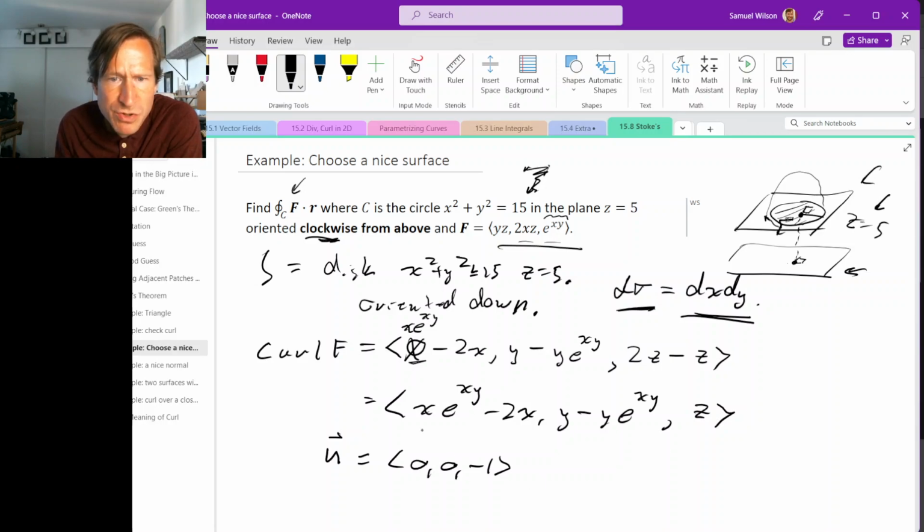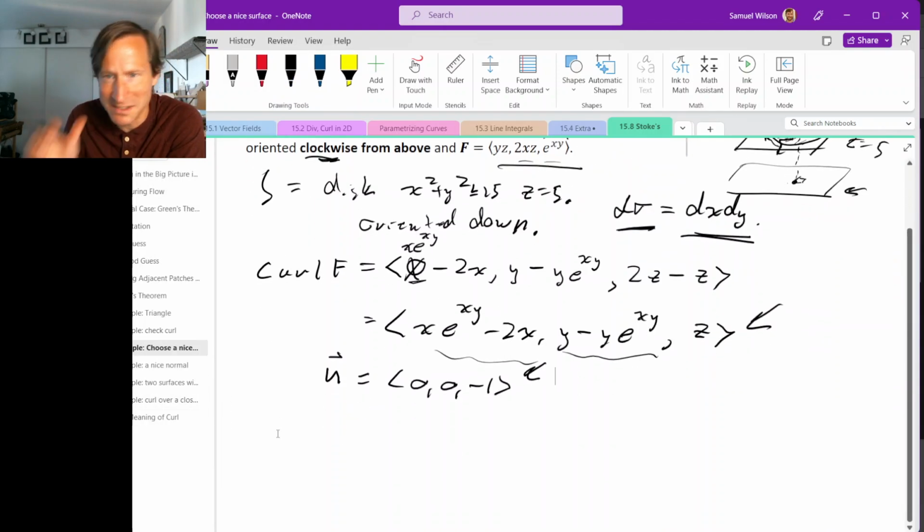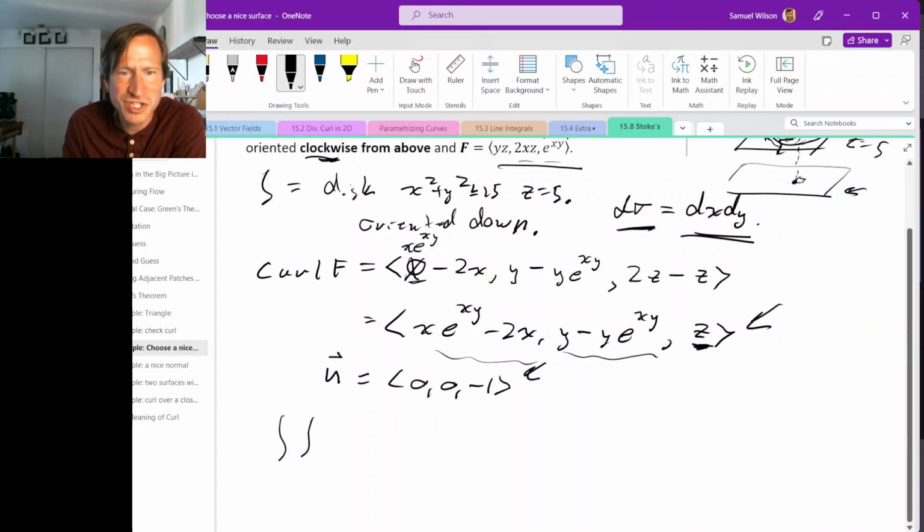And when we do the dot product of the curl with our normal, all of the messy parts of the curl will disappear. So this is looking really nice. Also, z for this surface, z is 5. So when we switch to the surface integral of curl f dot n d sigma, right?